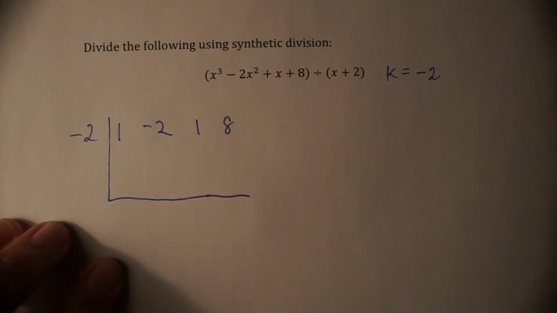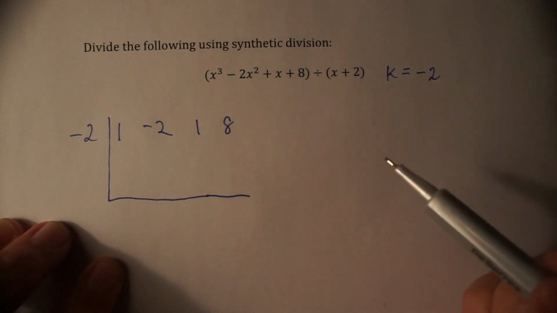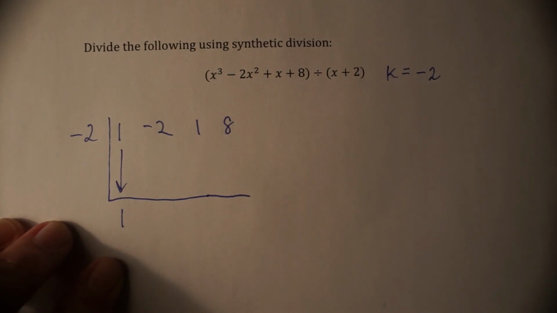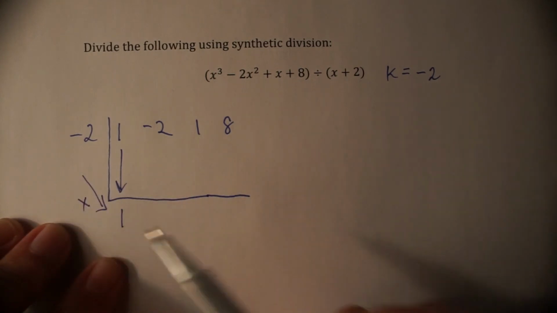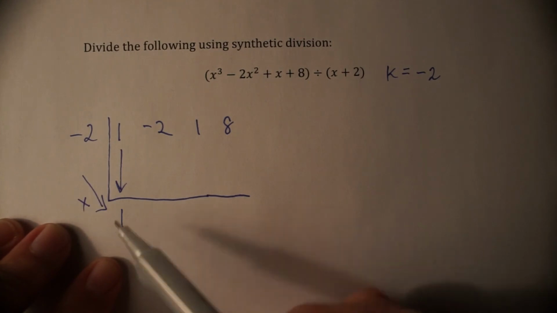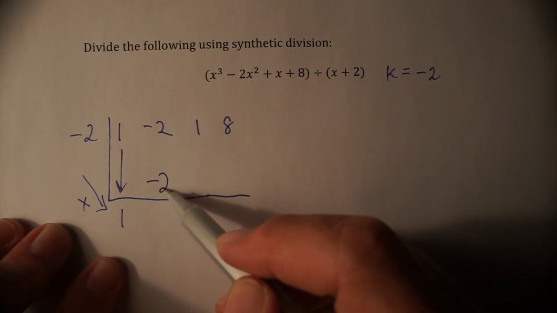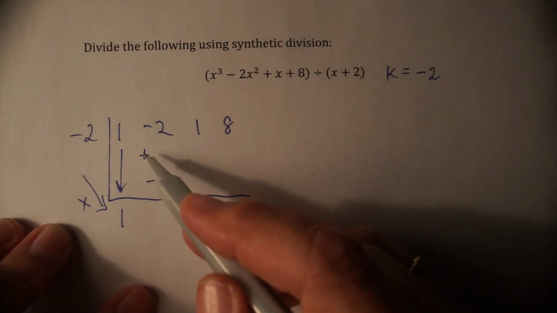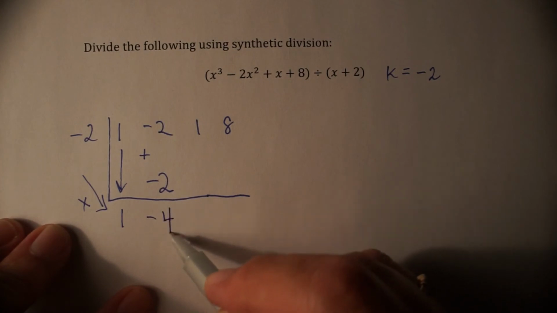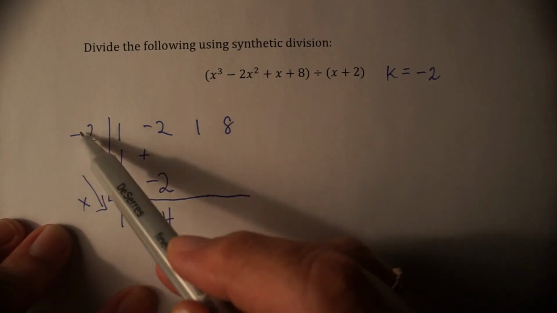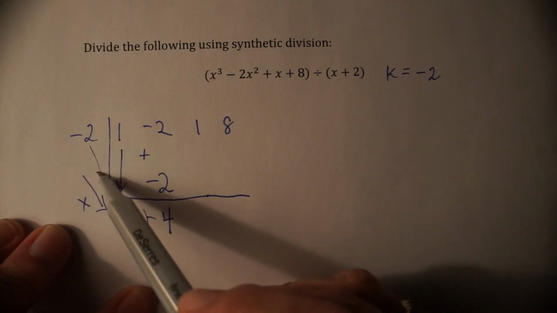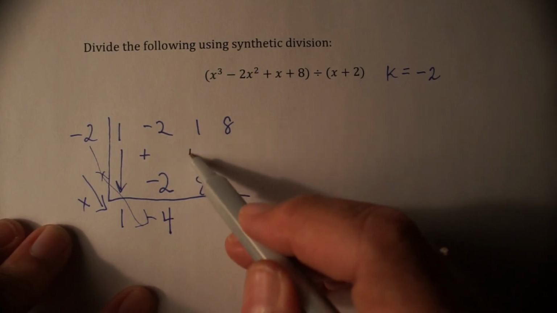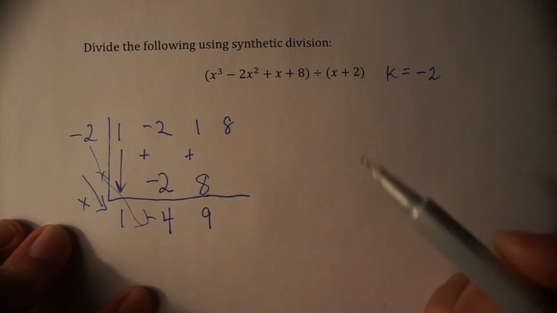Now, synthetic division is quite different from long division. We start by moving down a term. So we move down the first term, and then we multiply. Negative 2 times 1 gives us negative 2, and we put the answer right there. And then we add. Instead of subtracting, we add. So negative 2 plus a negative 2 is negative 4. Then we take our negative 2 and multiply it by the negative 4, and we get positive 8, and we put that answer up here. And then we add, and that becomes 9.